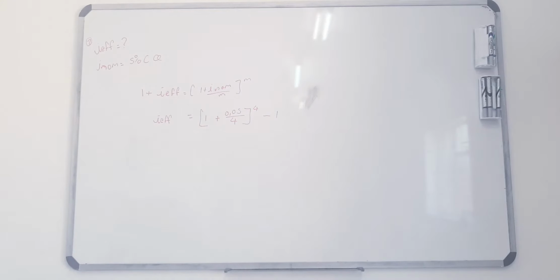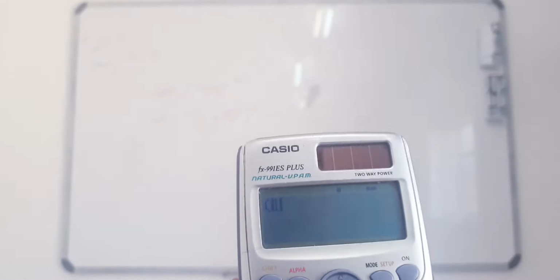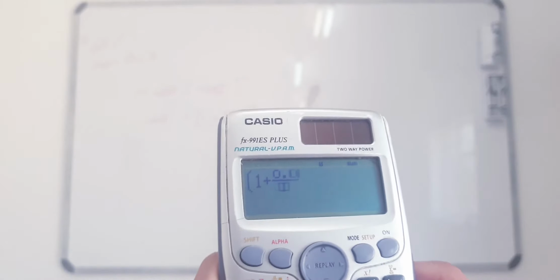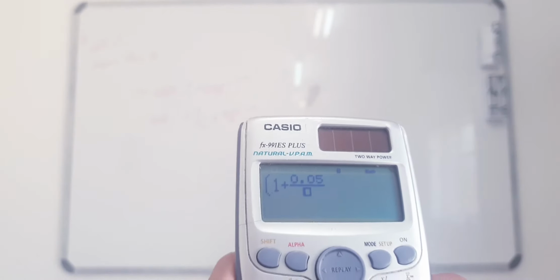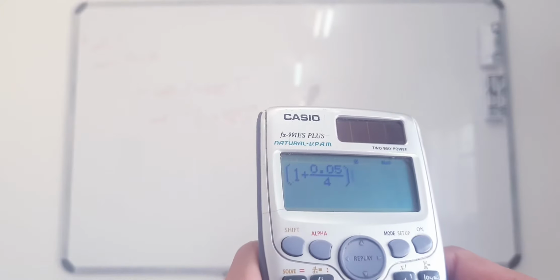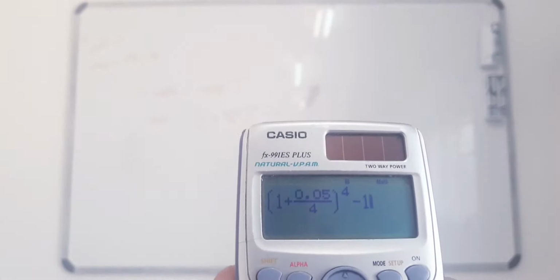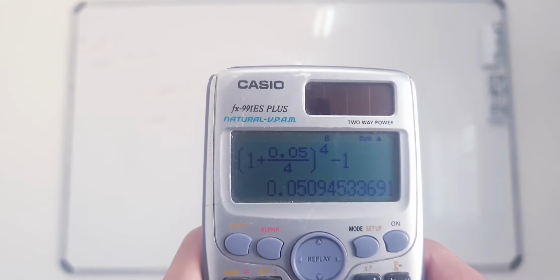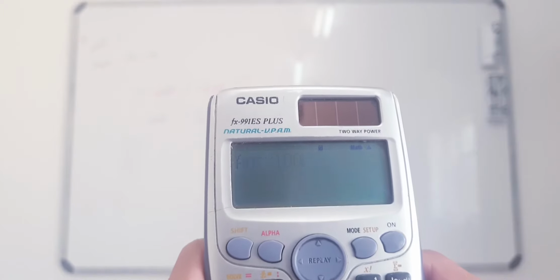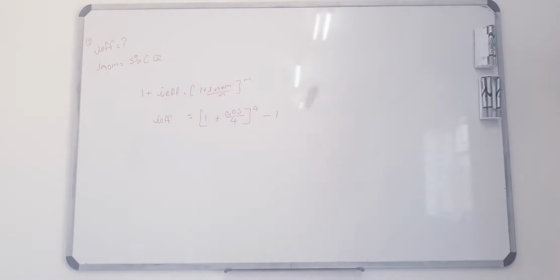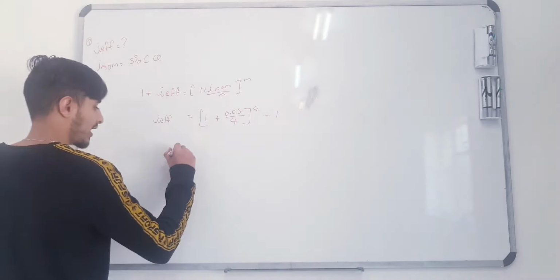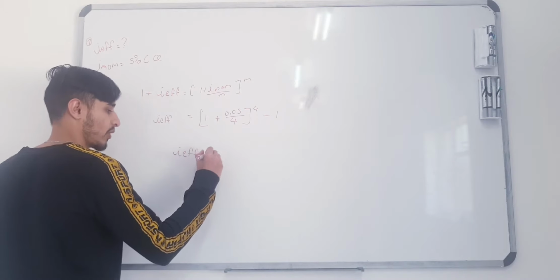Now you can go ahead and plug this into your calculator. Let's see what you get. You're going to have 1 plus 0.05 all over 4, raised to the power of 4, minus 1. Once you do that, you plug this in, it gives you that there, and you times it by 100 and round it off to 1 decimal place. So you basically will get I effective after you multiply it by 100.